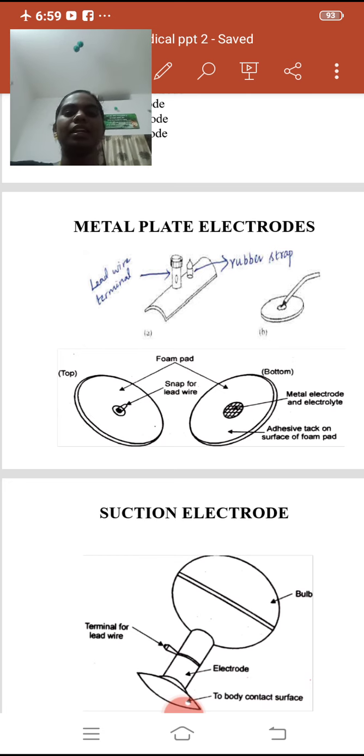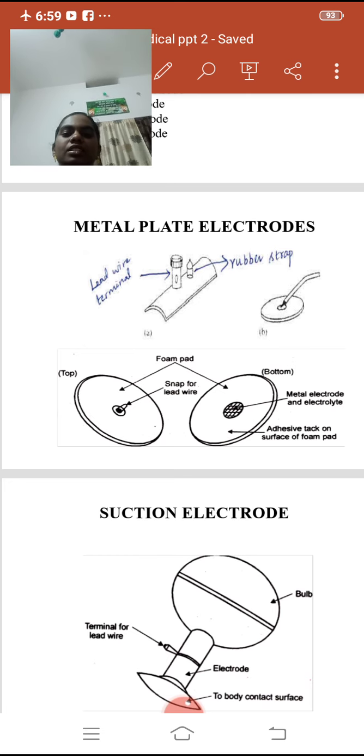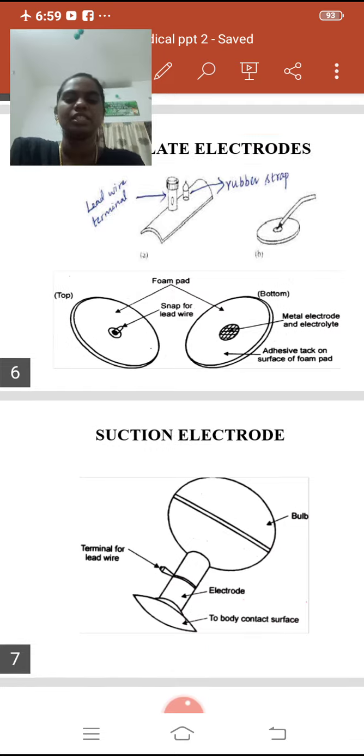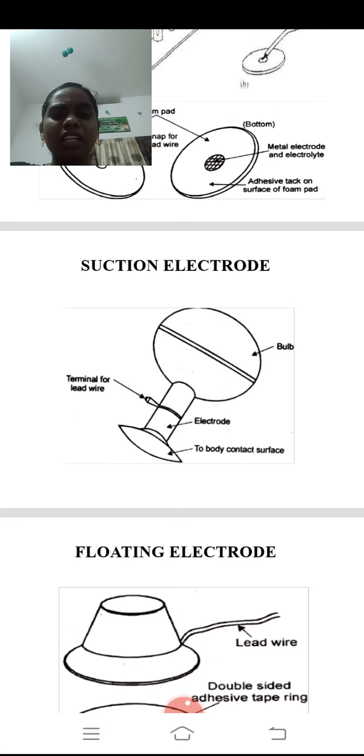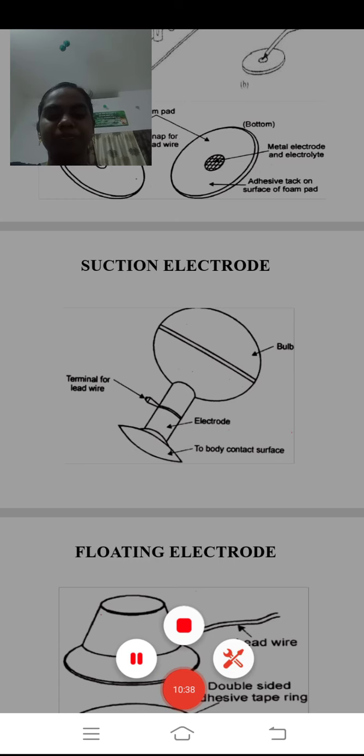This is the metal plate electrode. It may be asked as an 8 mark or 6 mark question. Another one is the suction electrode. Here is the suction electrode arrangement. Here the measuring equipment is all placed inside the upper layer. In the bottom layer we have one circular arrangement. It will be connected to our body.